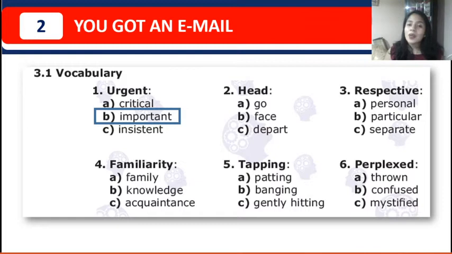So now let's go for number 2. Number 2 we have head. So what is the meaning of head in this case, in the reading? Okay, it means go, face, or depart. What is the meaning of head? Tell me, please.